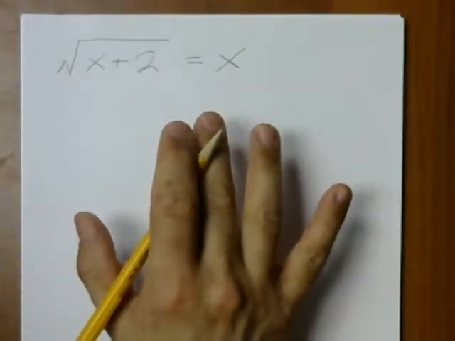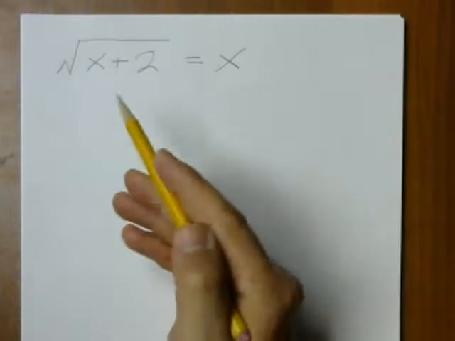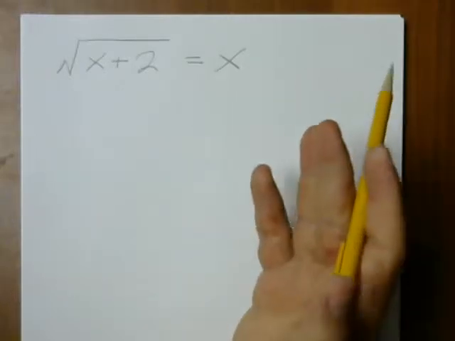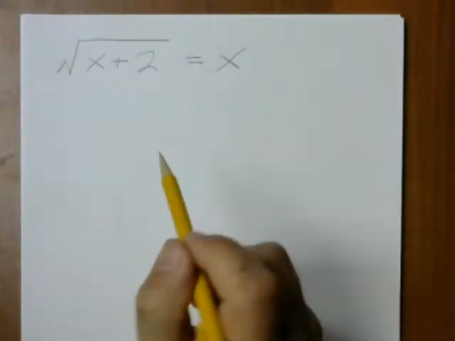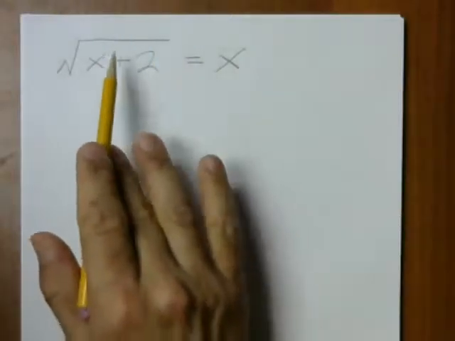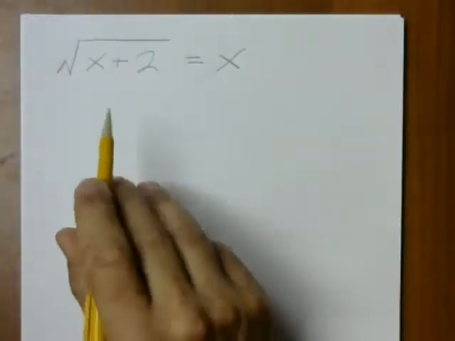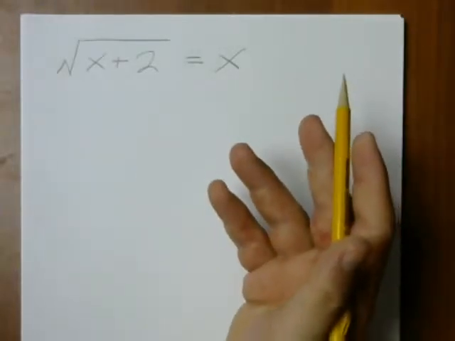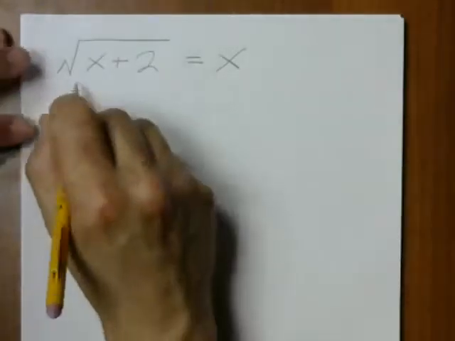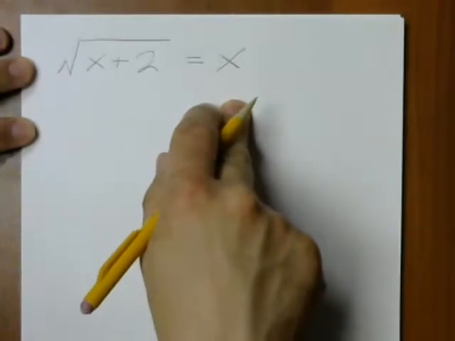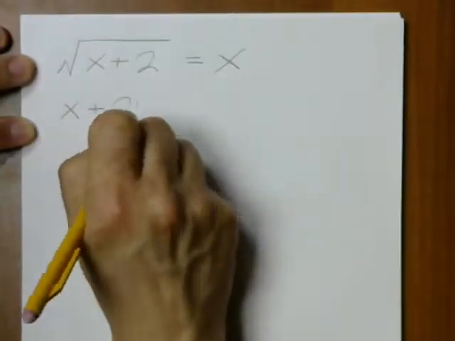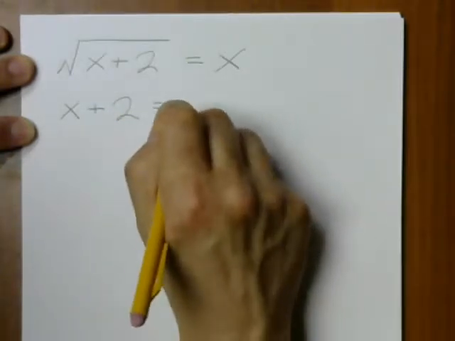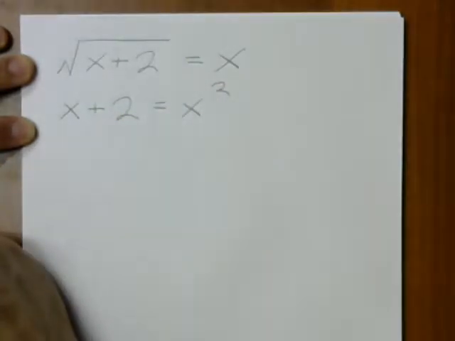This is an equation. I want to know for what values of x is this equation satisfied. Find all solutions where this left-hand side equals the right. So, if the left equals the right, then the square of the left had better equal the square of the right, of course. So let's try squaring both of these sides. If I square the left, I get x plus 2. If I square the right, I get x squared.